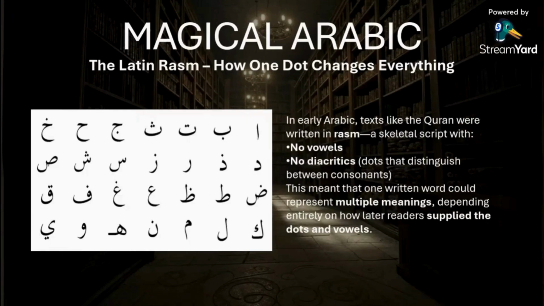I can't come up with an example right away, but you can come up with your own, where changing a vowel would change the word entirely. So we have no vowels and we have no diacritics. And these diacritics are the things we just mentioned, the dots, which change a letter from being a nun to a ba, to a ta, to a tha, which are very, very different. They're not even that similar. And that's the way to distinguish the different consonants. That means, and this is the crucial point, that a written word could represent multiple meanings, depending entirely on how later readers supplied the dots and vowels.